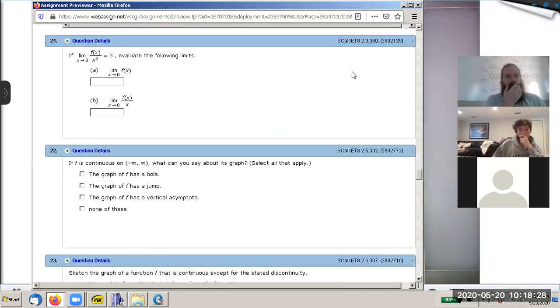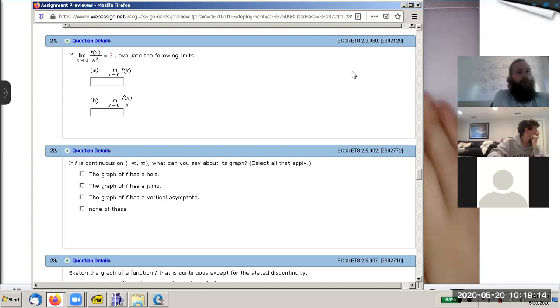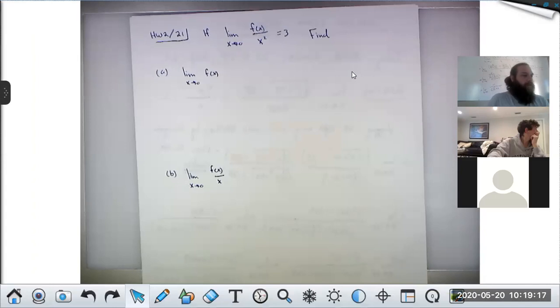Number 21 is a fun problem. So we say the limit as x goes to 0 of f of x over x squared equals 3. That's homework 2, number 21. So this is what we have.